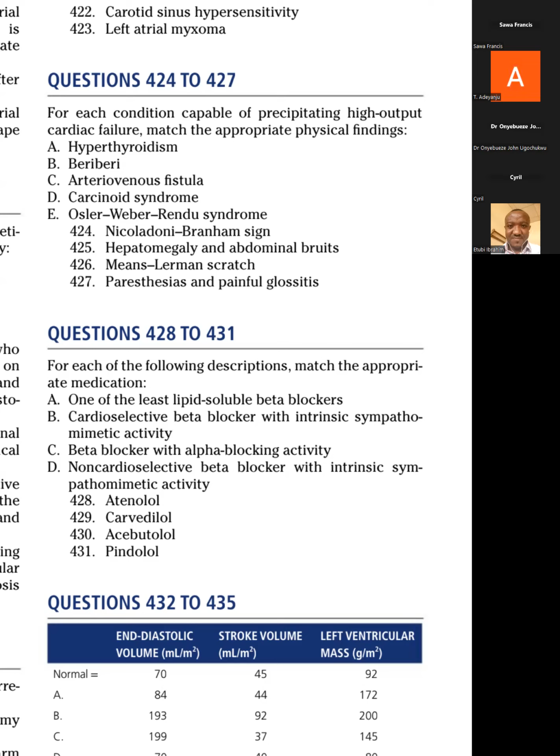Then hepatomegaly with an abdominal bruit in the absence of cirrhosis is Osler-Weber-Rendu syndrome. And then the Means-Lerman scratch gives us A, which is seen in hyperthyroidism. And then beriberi is option B for 427. As for 424 to 427, any further inputs?